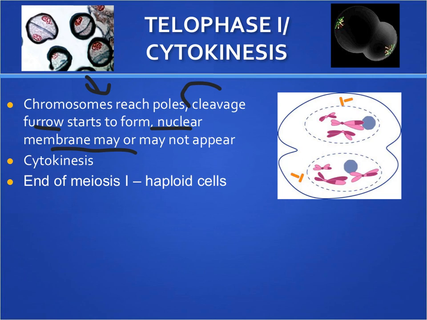And the key is now, at the end of meiosis 1, we have haploid cells. We have cells that only have one copy of each homologous pair, right? In human cells, we would have 23 chromosomes at this point in each nucleus.